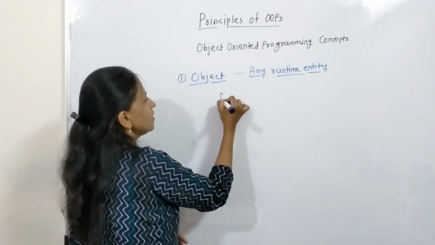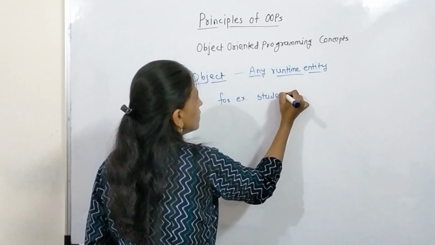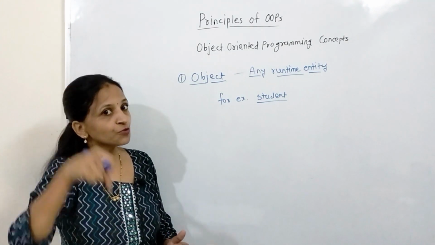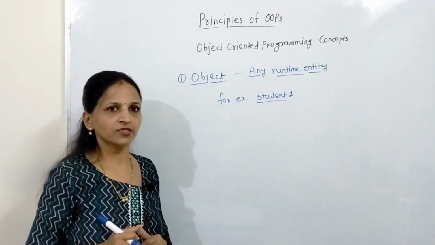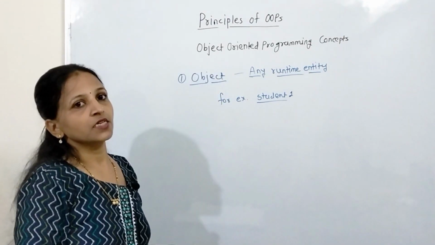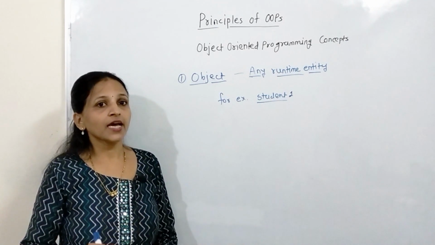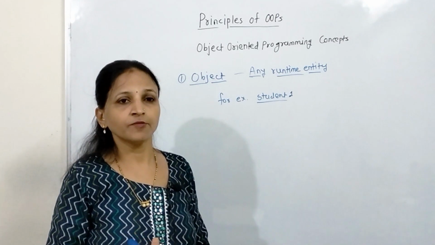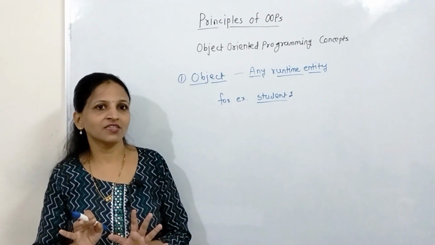Now for example, student. But overall student is not any object. Any particular student can be considered an object. Let student 1 be an object. There may be any number of objects: student 2, student 3, student 4. See, attributes are not the only part of an object. An object can behave, an object can do some functionality. Means some functionality is also there along with that object.